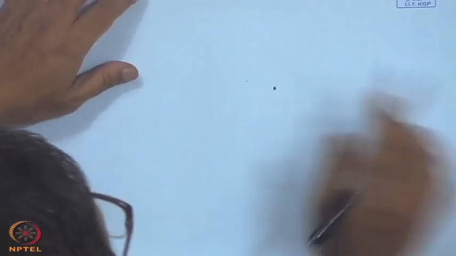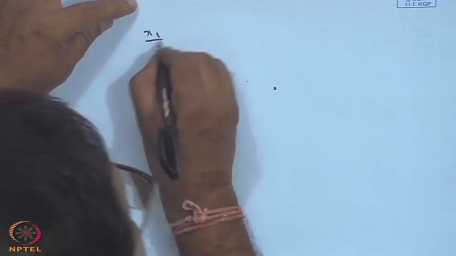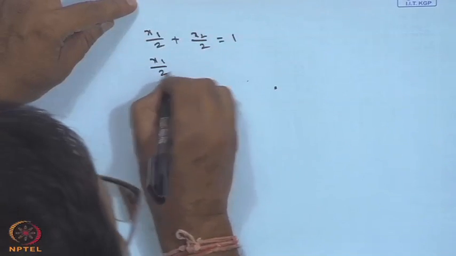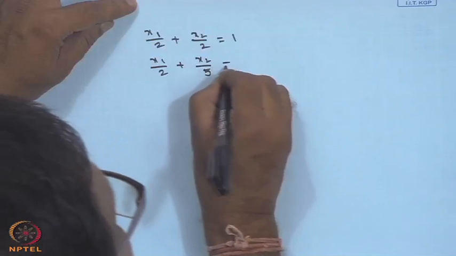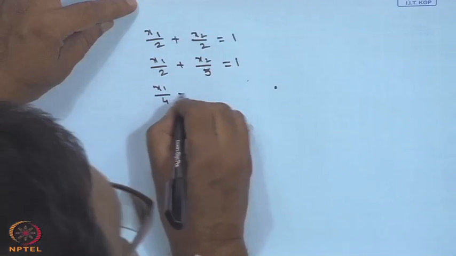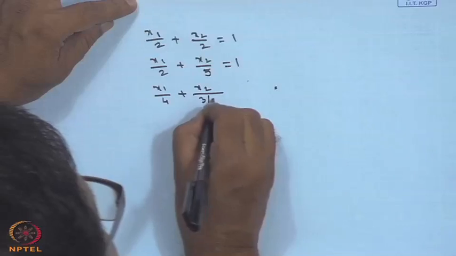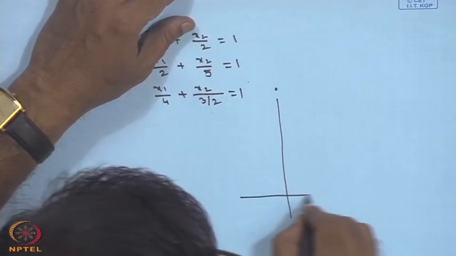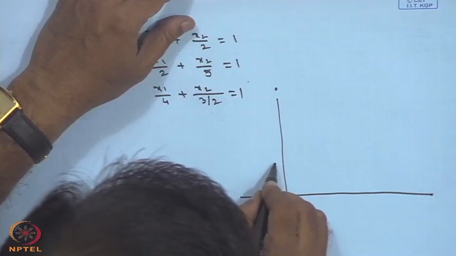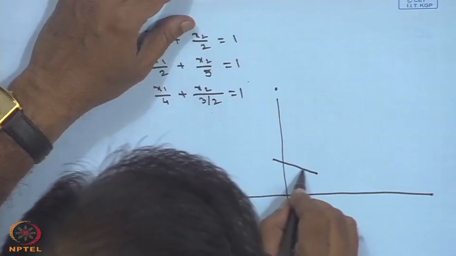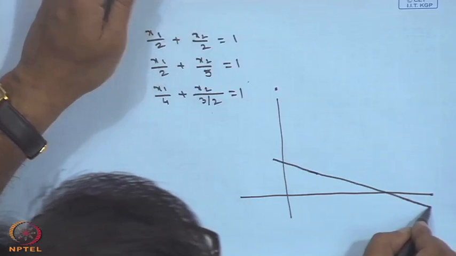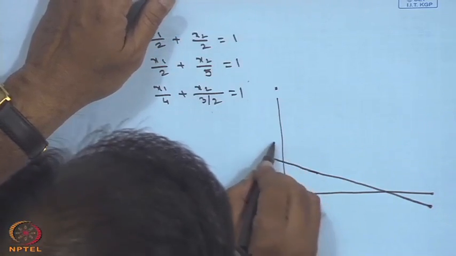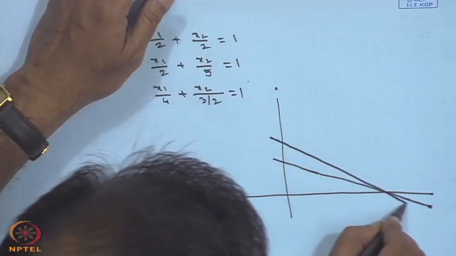Now, just one thing, if you see the same problem graphically: x 1 by 2, x 2 by 2 equals 1, x 1 by 2, x 2 by 5 equals 1, x 1 by 4 plus x 2 by 3 by 2 equals 1. I am writing the constants. Actually, I want to just draw the curves. One curve will be something like this. There will be another curve that will be passing through this point and this point.